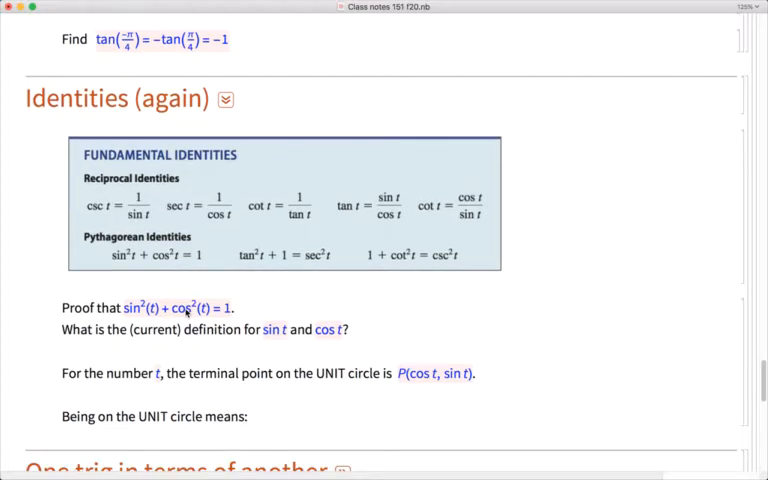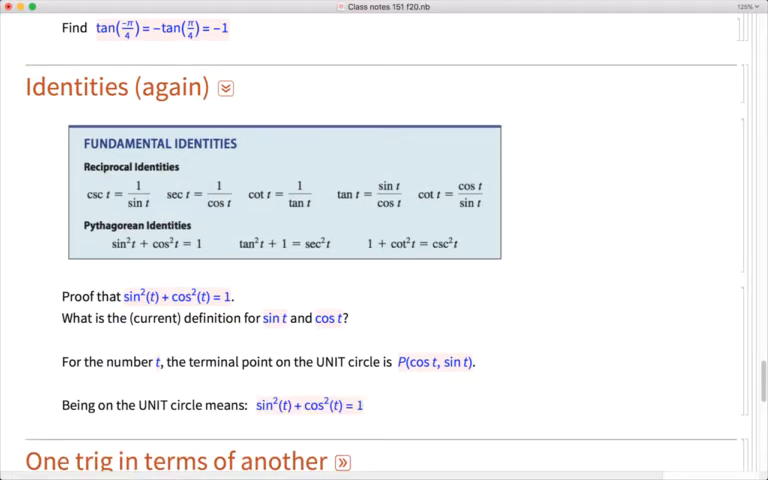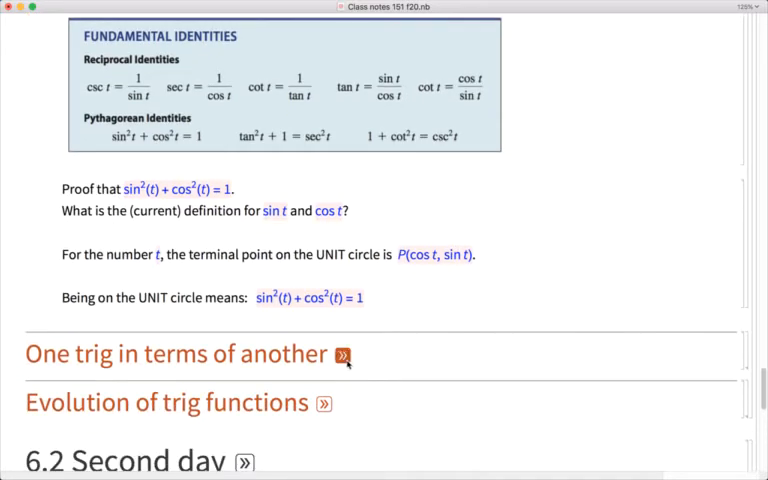And then the Pythagorean identities, we showed these before. They relied on the Pythagorean theorem. Technically, the proofs now rely on the fact that we are working on the unit circle. So the proof that sine squared t plus cosine squared t should equal 1 relies on the fact that the terminal point for t is cosine t, sine t, and the fact that that terminal point is on the unit circle means that when we plug in to the equation x squared plus y squared, we will get equality.